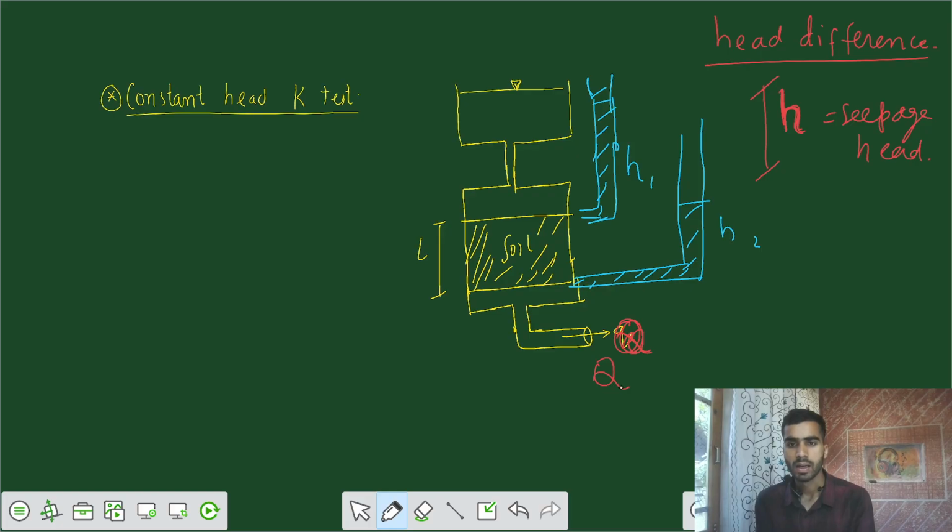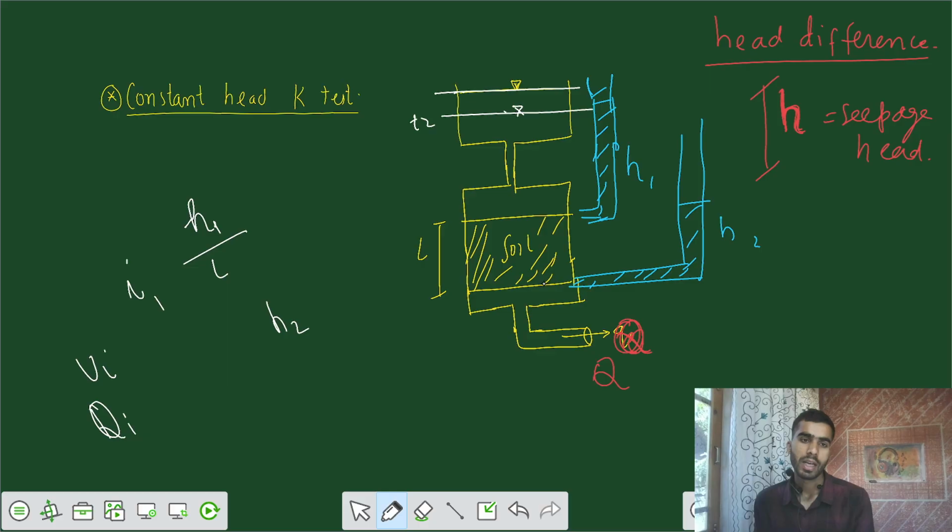Based on the name of the topic, we have to maintain the constant head. How can you maintain it? If the initial level is somewhere here, after some time t the level would be somewhere here, so there would be a change of head. Initially there was a head of h1 for the length L, so the hydraulic gradient was I1, velocity V1 and discharge Q1. At time t2 the head difference is h2, the hydraulic gradient is I2, velocity V2 and discharge Q2, so we get different values.